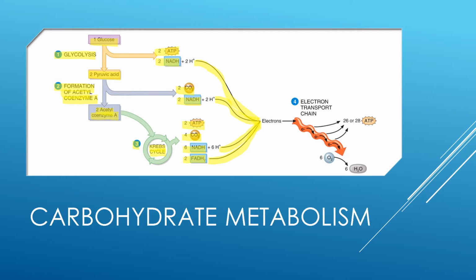So the electron transport chain, which is our 4th phase here, these reactions will oxidize NADH and FADH2 and transfer their electrons through a series of electron transfers. Now, the electron transport chain in the end produces 6 water molecules and 26 to 28 ATP molecules. So this is going to be the main phase where the most ATP is created.